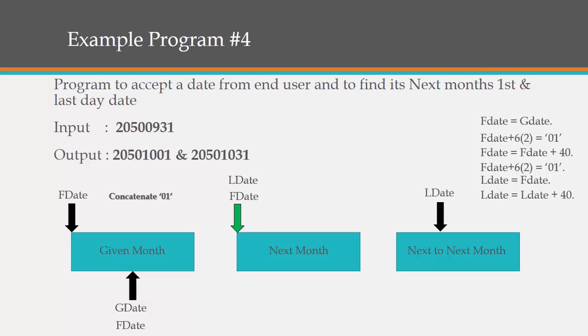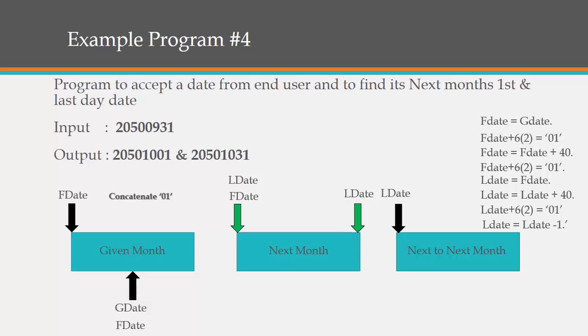Then we set it to the first of that month by setting L date plus 6 of 2 equal to 01. So it points to the first day of the next-to-next month, and finally we subtract 1 day from that L date, which is L date equal to L date minus 1, which will then point to the last date of the next month. This is how it will execute in the ABAP editor as well.